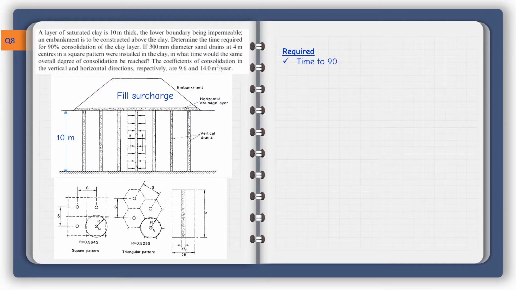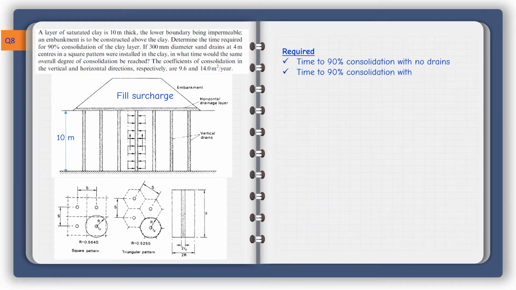So first, we are required to determine the time to 90% consolidation for the case with no drain. So forget about these vertical drains. We treat the clay as one deposit that will basically drain only in one direction. The maximum length of the drainage will be the full 10 meters here.